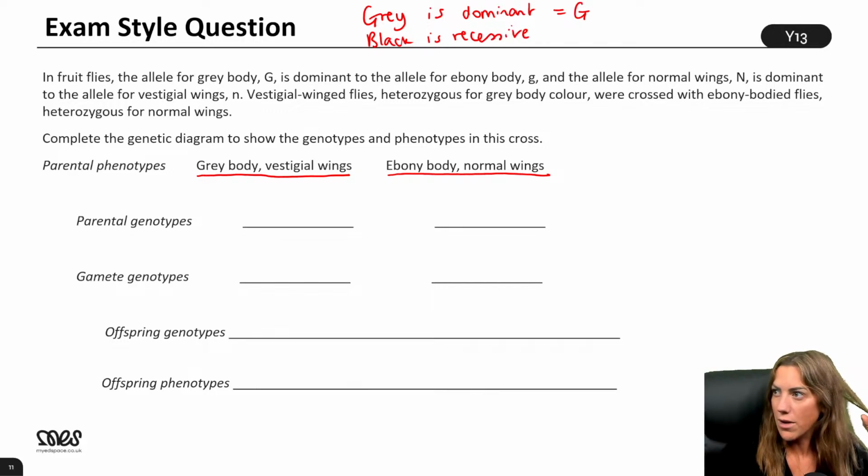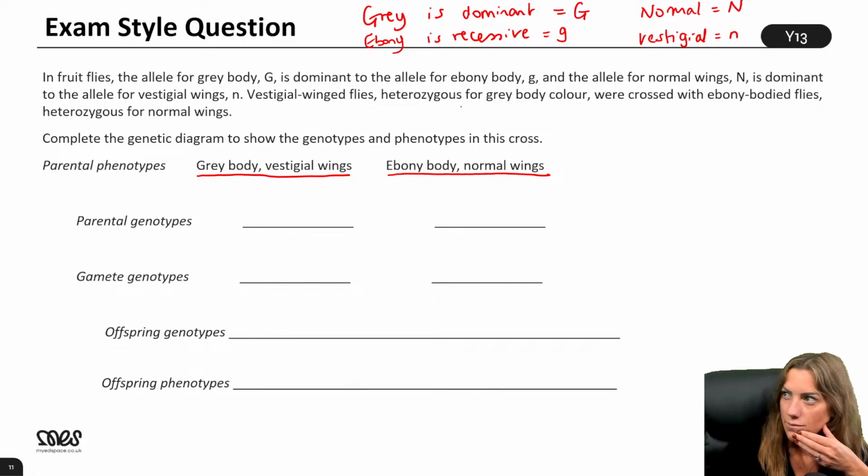In fruit flies, allele for grey body. Oh, ebony, not black. Allele for normal wings is dominant to the allele for vestigial. Vestigial means like wings that haven't formed fully, like they're really small. So vestigial winged flies, heterozygous for grey body colour.